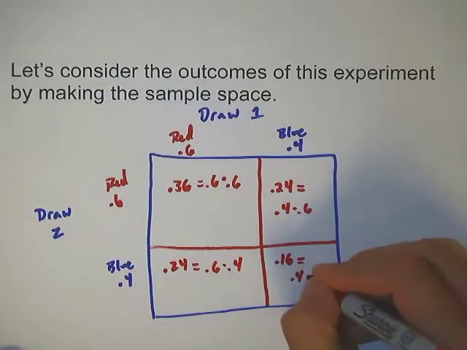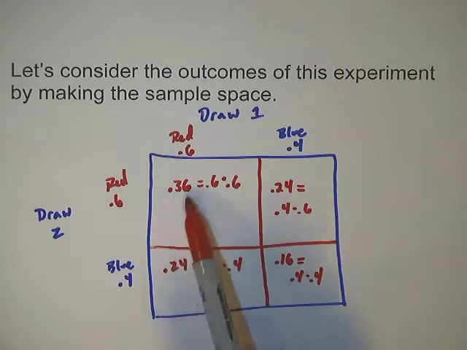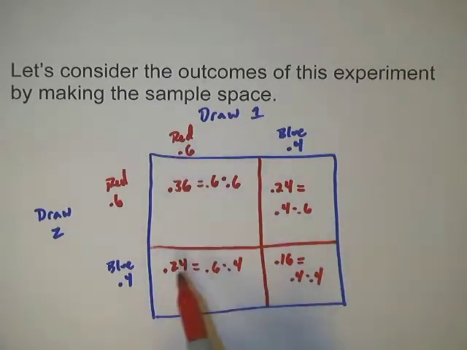So 0.4 times 0.4. And we can see that these 4 probabilities will add to 1. 0.16 and 0.24 add up to 0.4. 0.36 plus 0.24 add up to 0.6. So altogether these will end up being 1. So the main idea there is that we were multiplying.